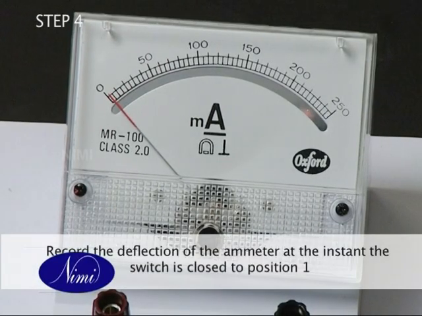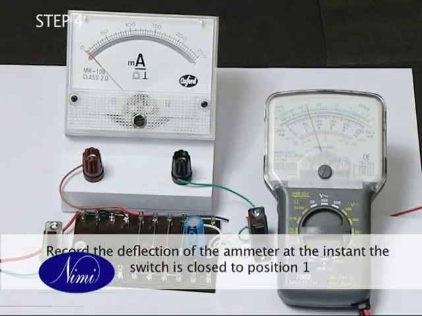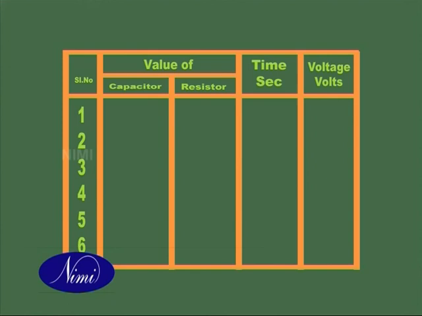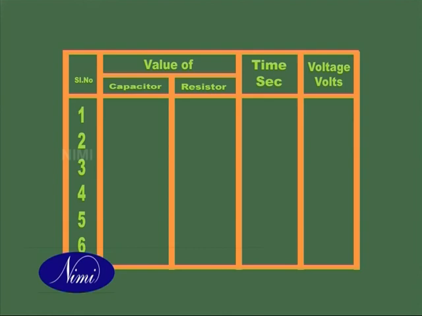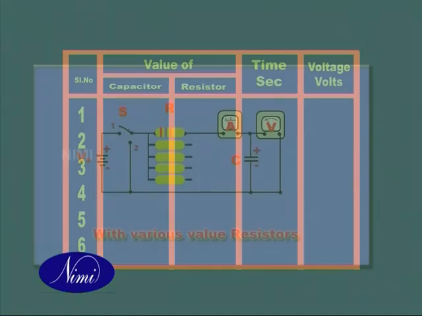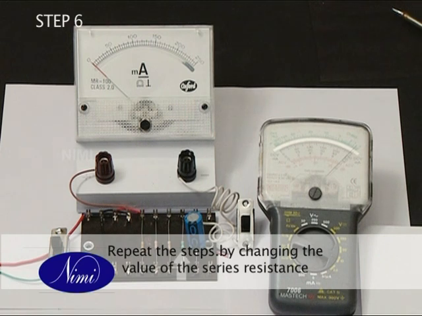Record the deflection of the ammeter at the instant the switch is closed to position 1. Observe the voltmeter reading at equal intervals of time; at least 4 readings from 0 to the maximum deflection are to be taken. Record the time and voltage. Repeat the steps by changing the value of the series resistance.